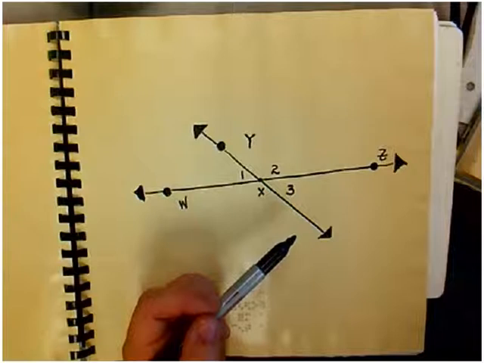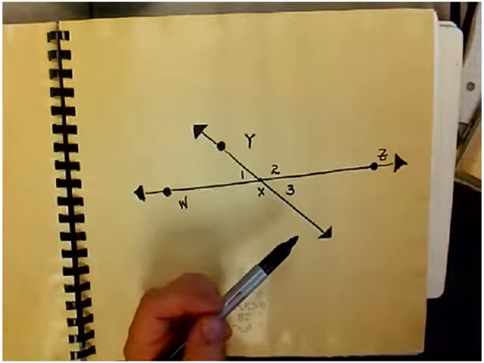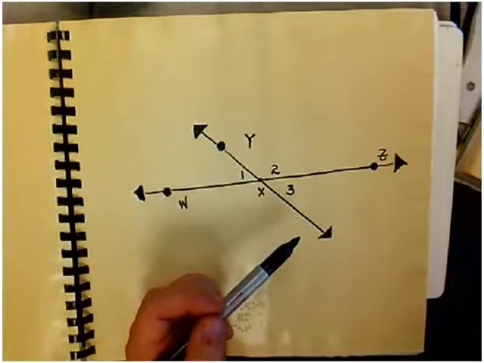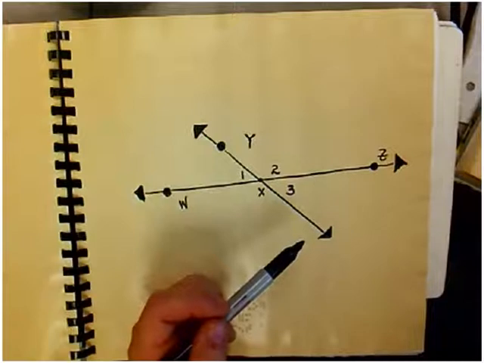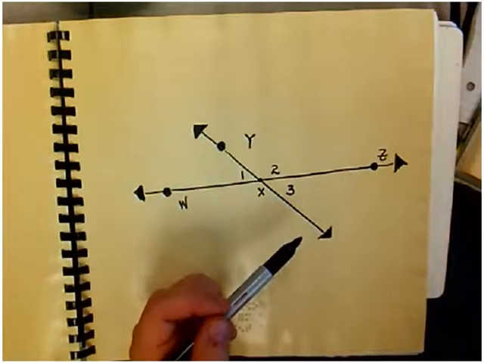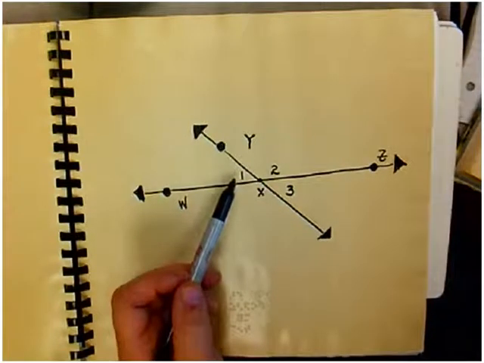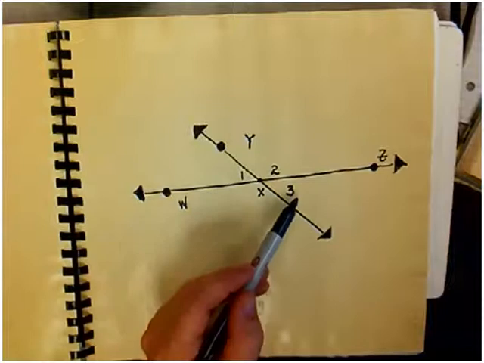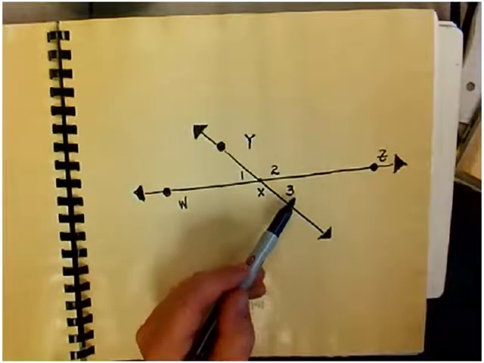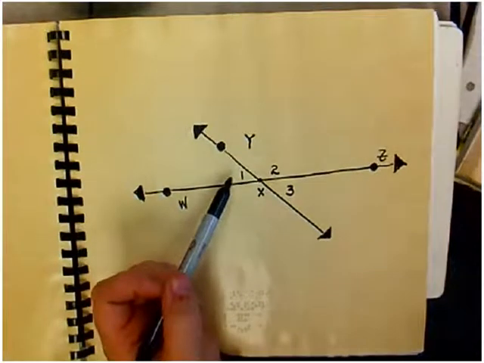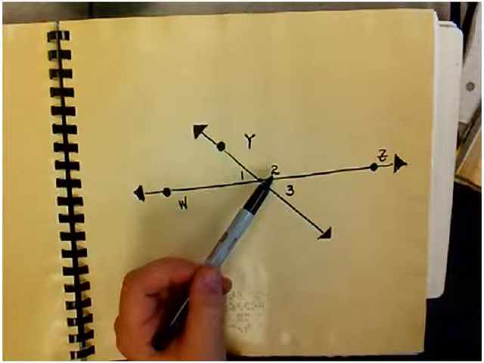What is the measurement of angle 1 compared to the measurement of angle 3? They're congruent. They're equal. Always, always, always vertical angles are congruent. They're equal. So if the measure of angle 1 was 40 degrees, what's the measure of angle 3? 40.